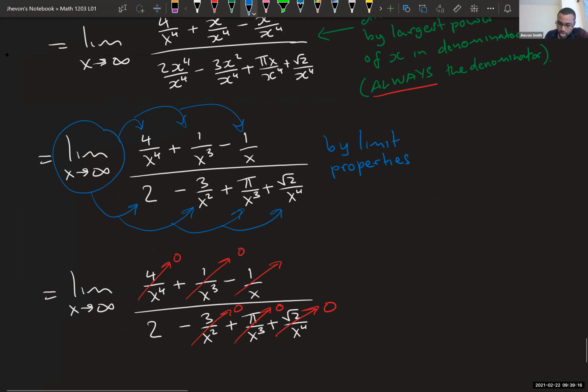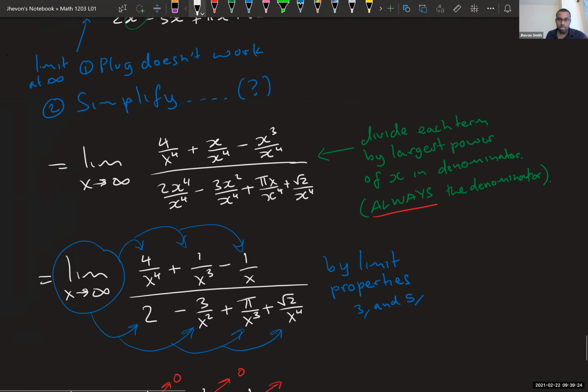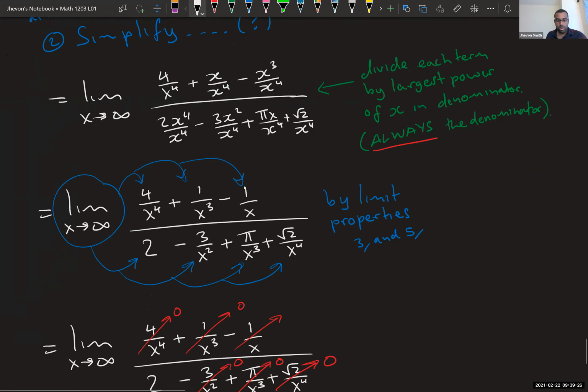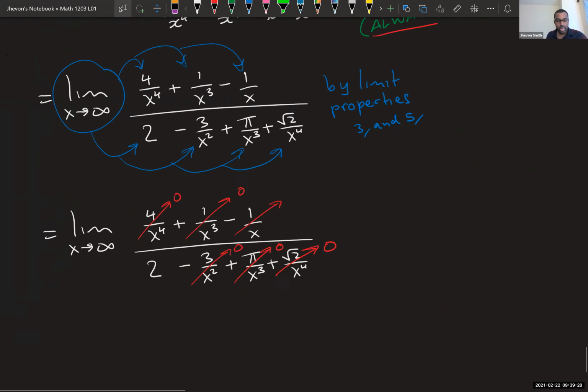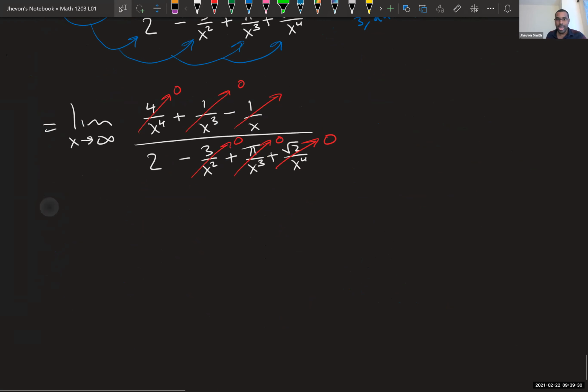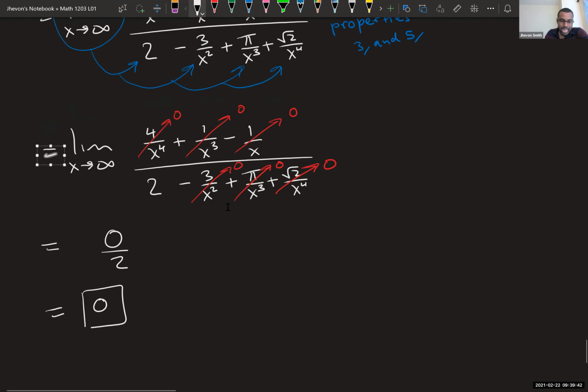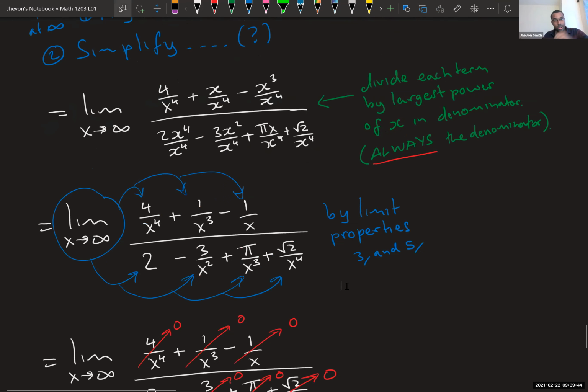So this is by limit properties 3 and 5. I can do this, right? So that's legal because I'm equivalently multiplying by 1. This is legal because of limit properties. Now I'm in this situation where most of these guys actually go off to 0. So it turns out that this is 0 over 2, which is 0. Isn't that neat? Okay. That is how you would show your work for this problem.